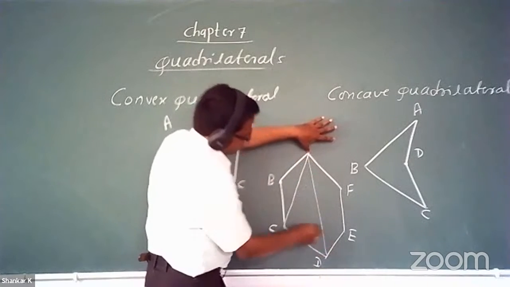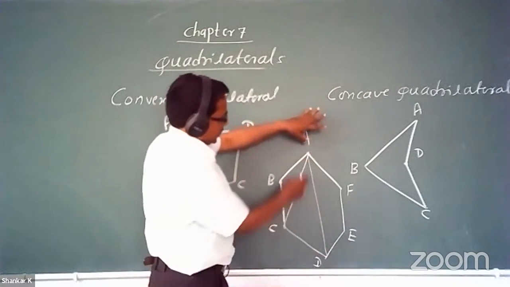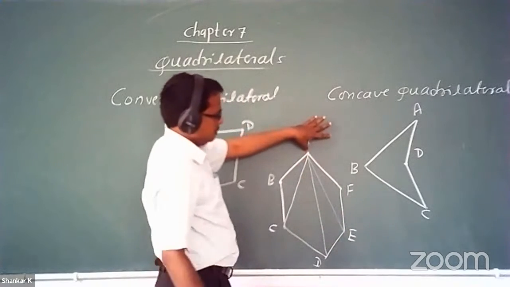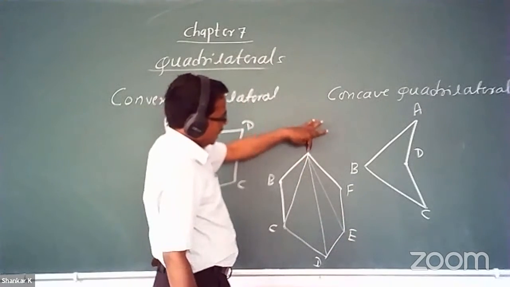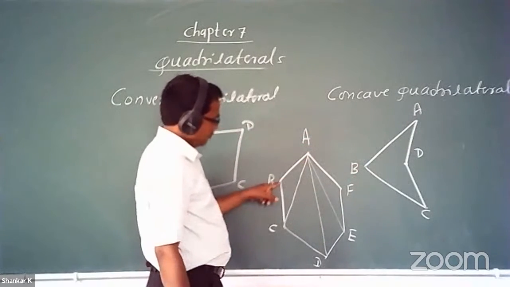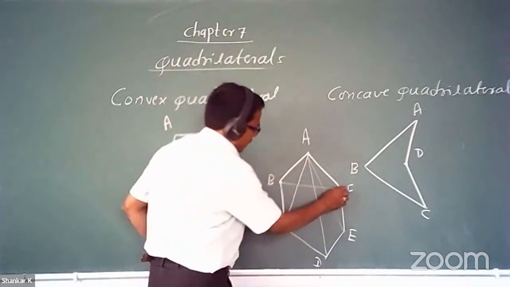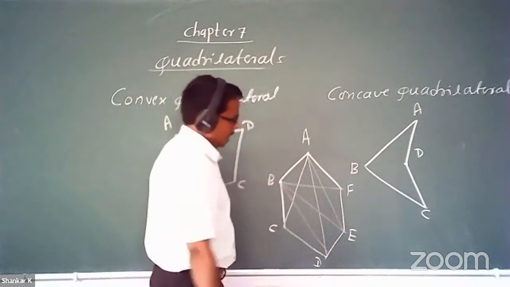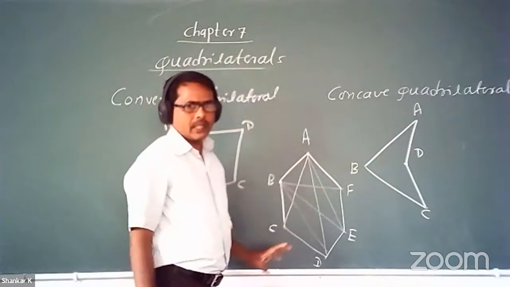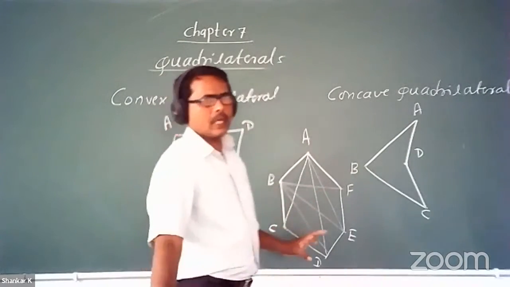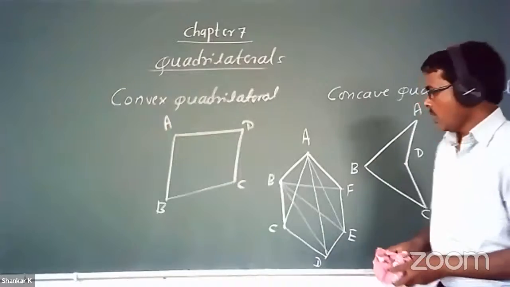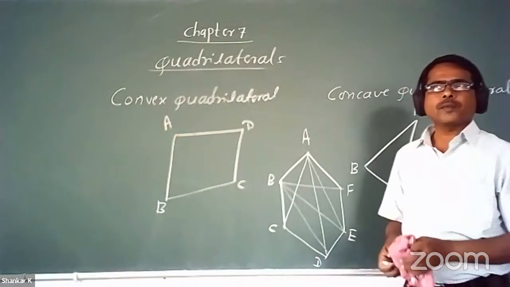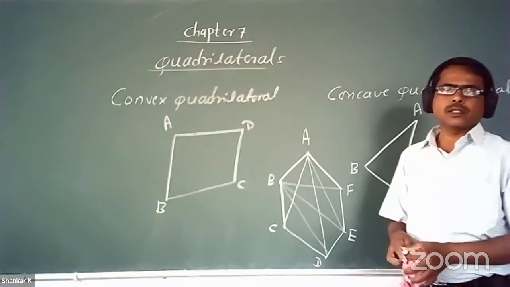A and B are non-consecutive. Join this. This is also a diagonal. A and F you cannot draw. From B also, B and F, B and E. Like this you can draw different diagonals. My point is, I explain to you what we mean by consecutive and non-consecutive vertices.